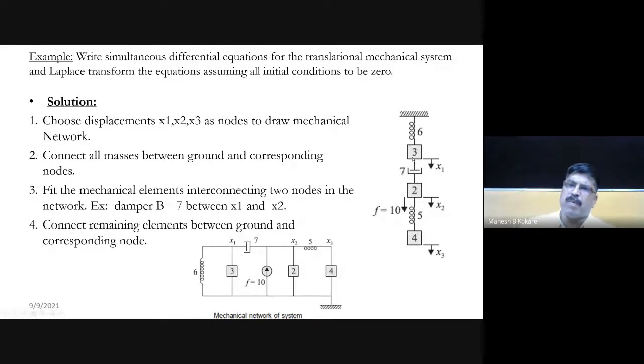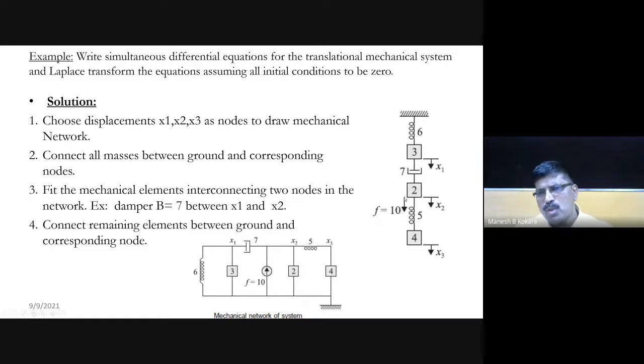Similarly, this mass element M having coefficient equal to 3. As I told you, always one end of this mass element is connected to the nearest displacement point, and another end is connected to the ground. So that is the rule, right? Then this dashpot is connected between X1 and X2, having coefficient equal to 7. So between X1 and X2, this dashpot is connected.